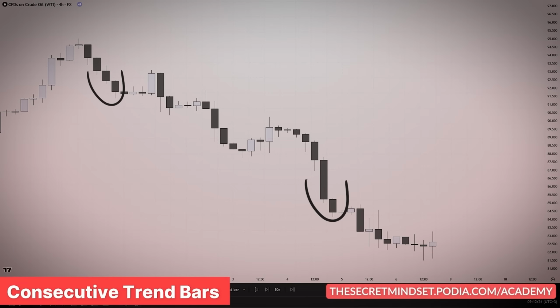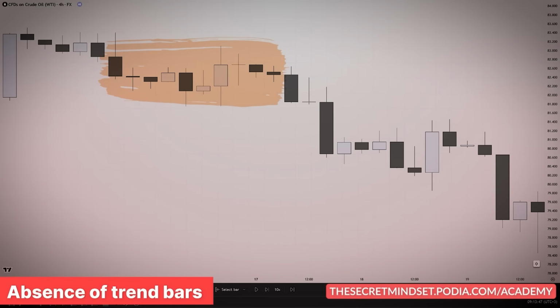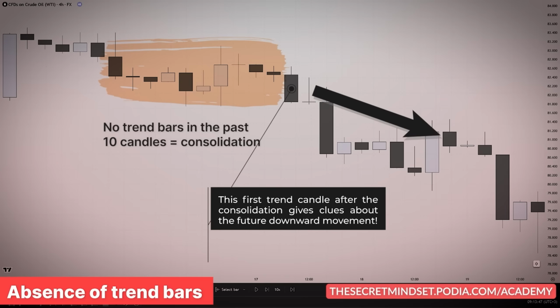When you analyze a chart, pay attention to instances of consecutive trend bars closing in the same direction. If you spot several trend bars in a row, all pointing in the direction of the prevailing trend, it's a clear sign of strength in that direction. If you notice an absence of trend bars over the past 10 or so candles, the market is likely consolidating.